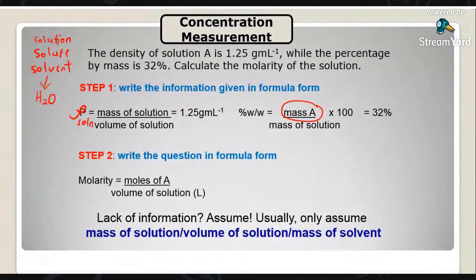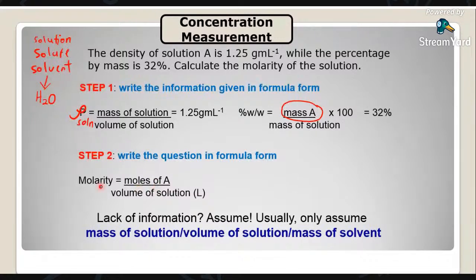For this question, density of the solution is mass of solution divided by volume of solution. You write the formula and also the information, 1.25 gram per mil. Percentage by mass is mass A over mass of solution times 100 equals 32%. Then step 2 is you write the question in formula form. The question is molarity, so you write moles of A over volume of solution in unit liter.